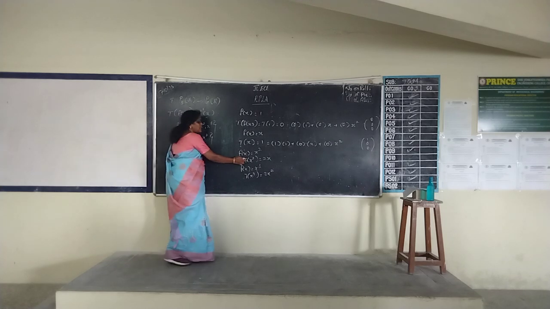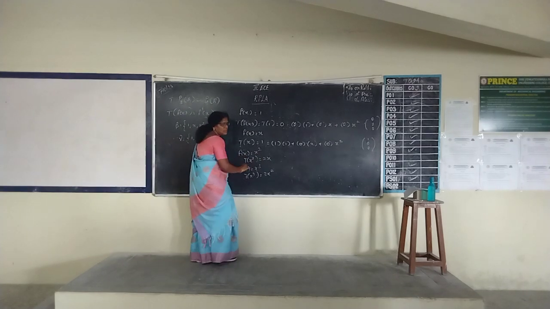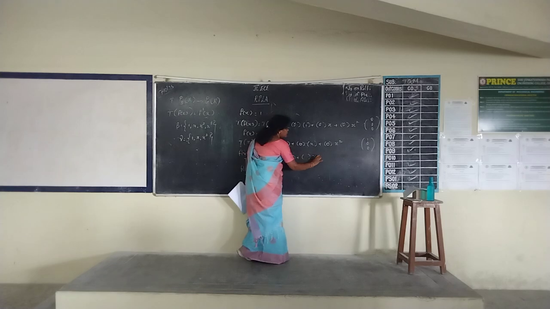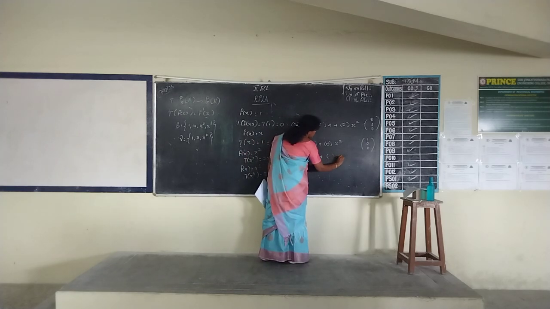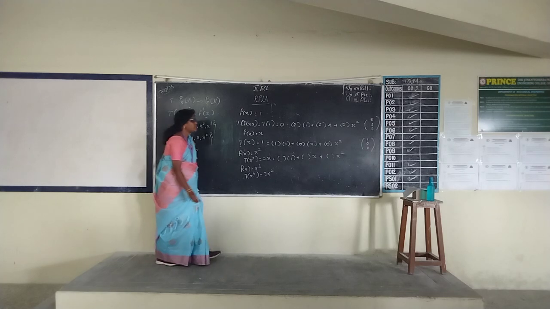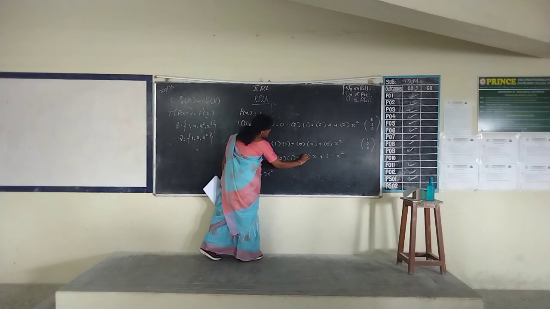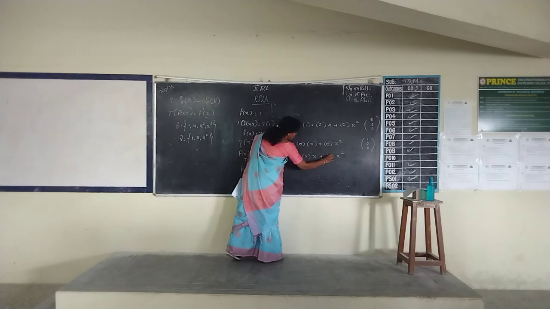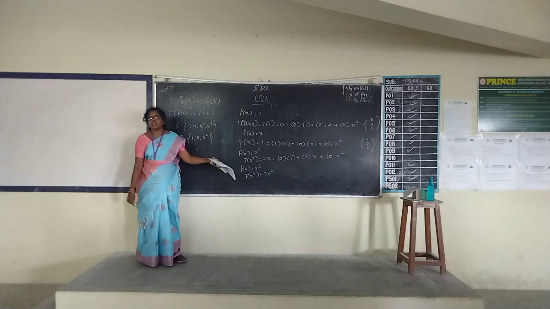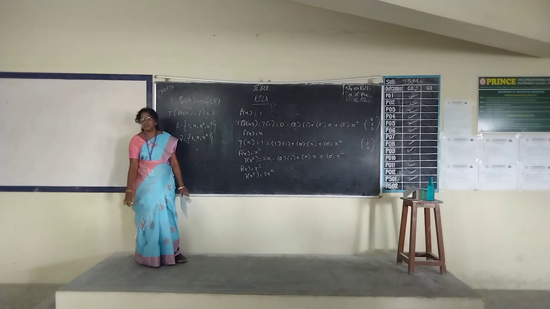Tell me for this one, x square equal to 2x. What you should write? Into 1 plus some coefficient into x plus some coefficient into x square. Tell me 0, 2, 0. Why? Because the coefficient of x alone is 2. No other terms are there. So you put it as 0.